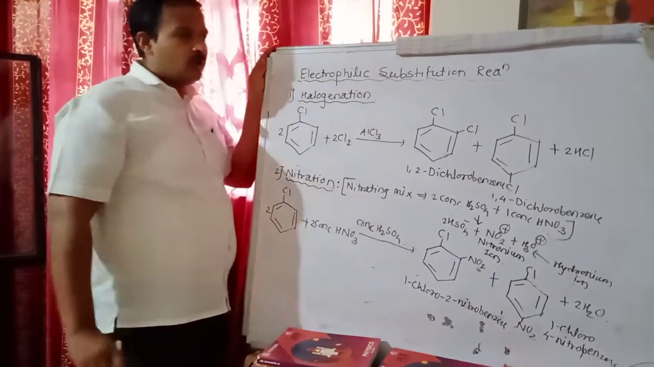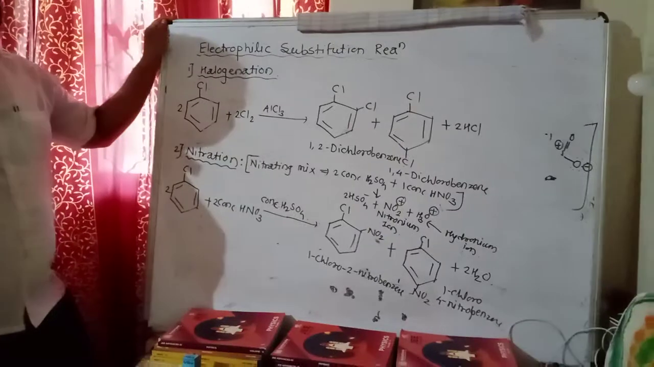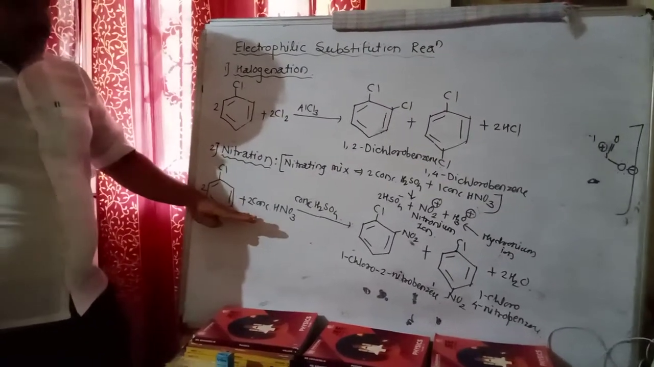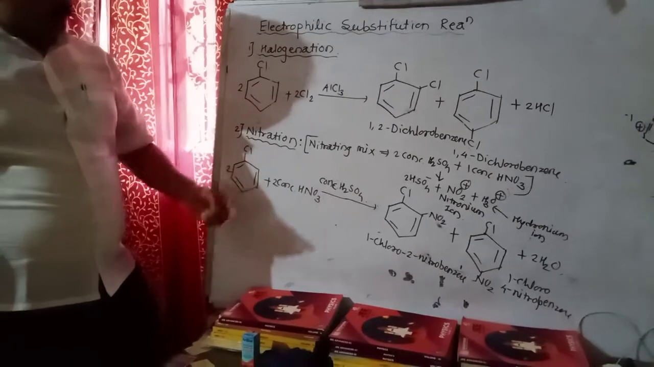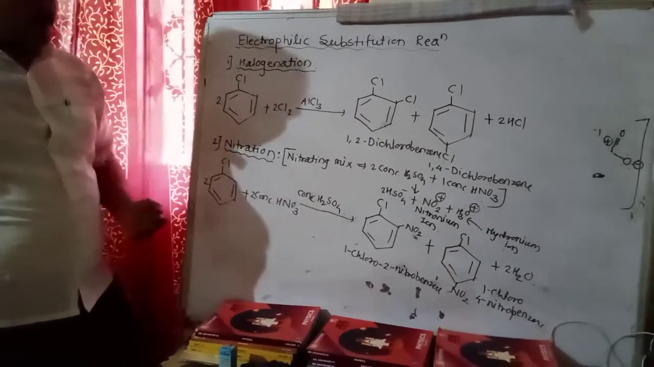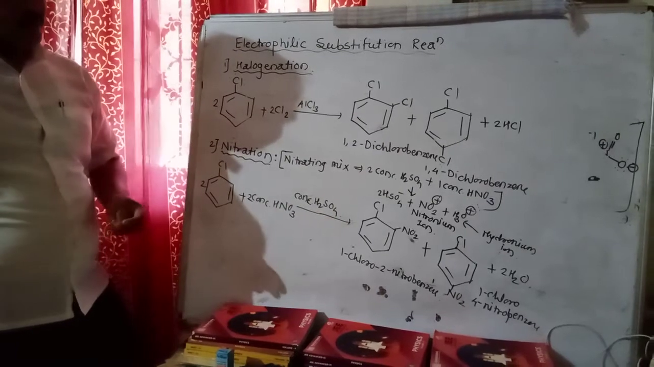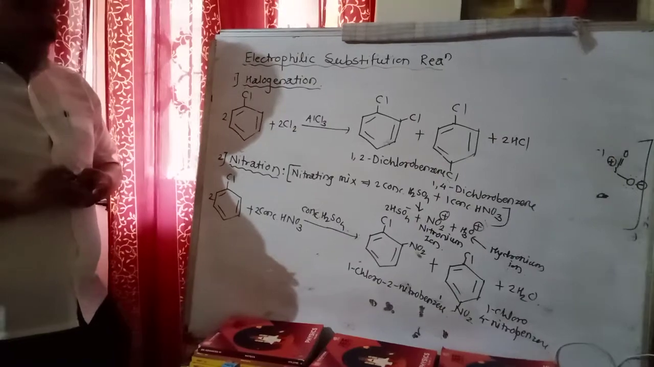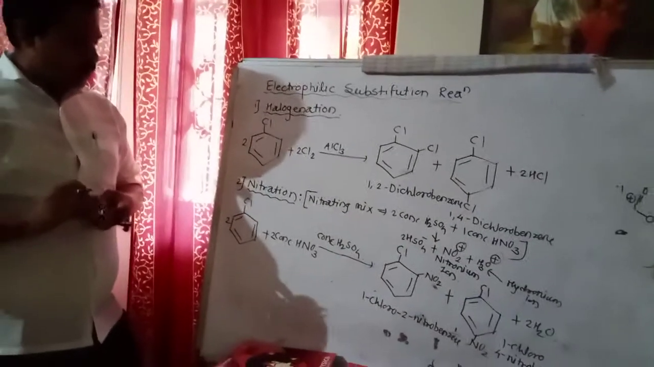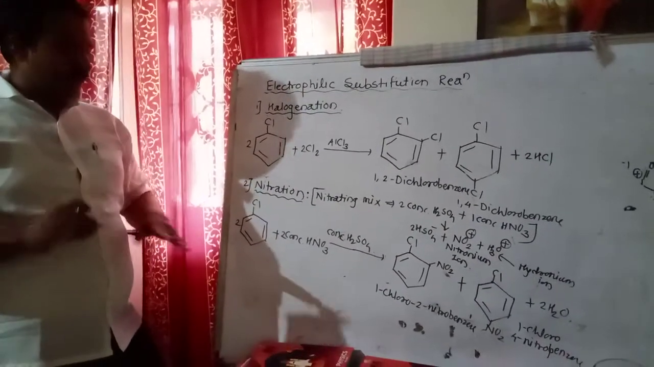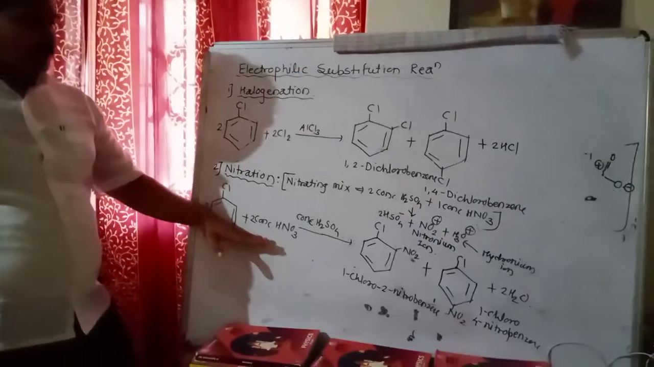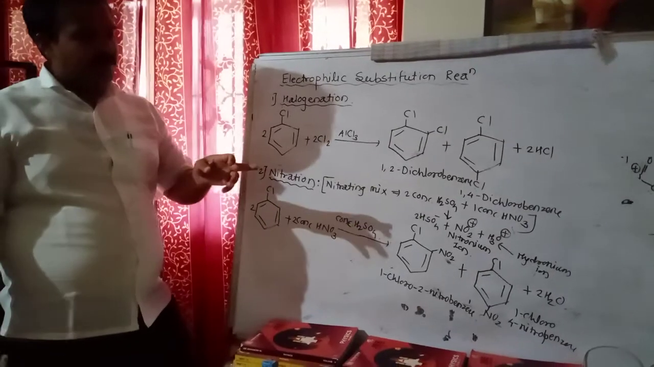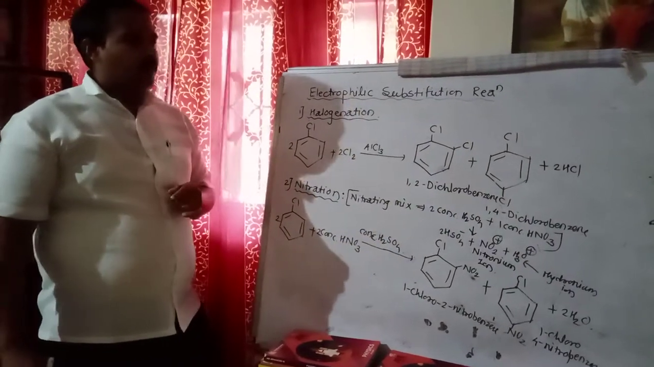That is orthodichlorobenzene and para-dichlorobenzene. In the second reaction, when nitration of chlorobenzene takes place in presence of concentrated H2SO4, 1-chloro-2-nitrobenzene is formed, and another product is 1-chloro-4-nitrobenzene. Students, in your examination a question may be asked: what happens when chlorobenzene undergoes nitration? The answer: we get 2 products, the first one is 1-chloro-2-nitrobenzene and the second one is 1-chloro-4-nitrobenzene.